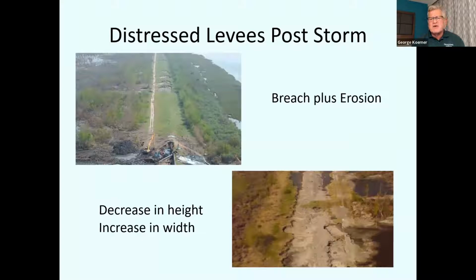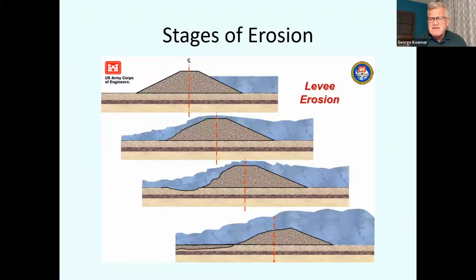The distress on a levee, you can see this here. It's typically on the back side of the levee, the breach of the levee. There's erosion associated with it and instability of the slope. These are the stages of the erosion, and please realize the water is eroding the backside of the levee, causing instability with respect to time.